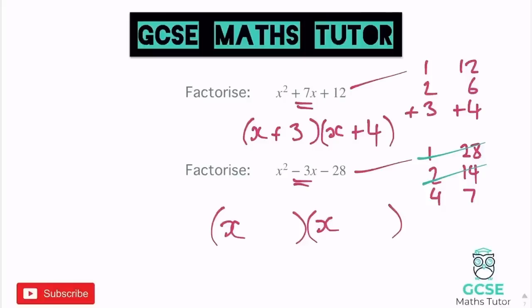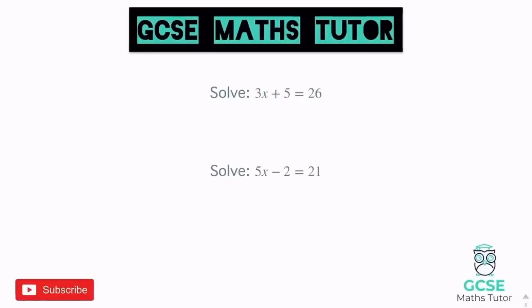But 4 and 7, we could do plus 4, take away 7. That would make minus 3. So plus 4 and negative 7. And that's our double bracket there finished. So on to solving equations.